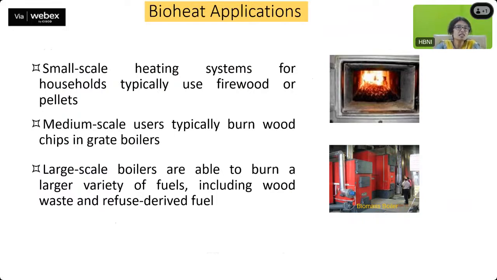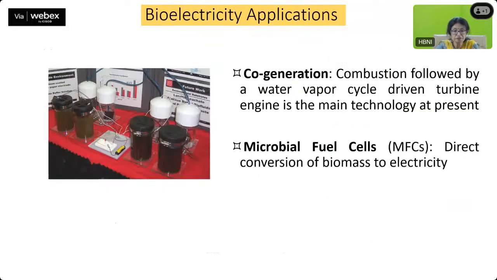Then you have medium scale users, typically you're burning wood chips in the grate boilers, or you can have large scale boilers which burn a large variety of fuels, wood waste, refuse derived fuels, all those things. So these are the biomass boilers which you have. These are used for generally heating applications. Not very important in a country like ours, which is somewhere near the subtropics, but it is definitely much more useful in the countries where heat is definitely needed almost 6 to 7 months per year.